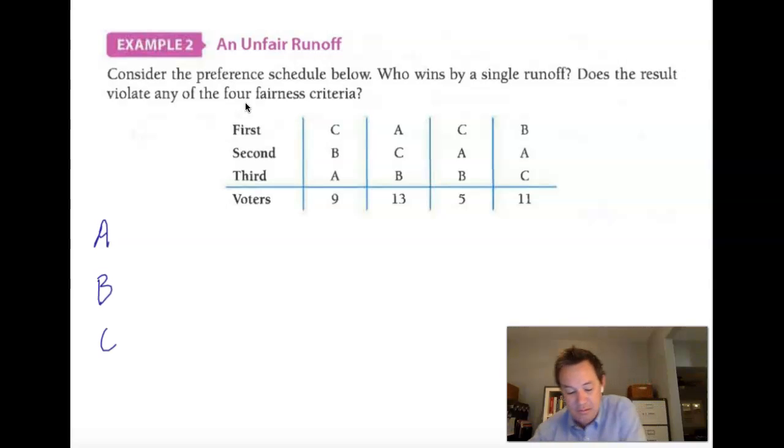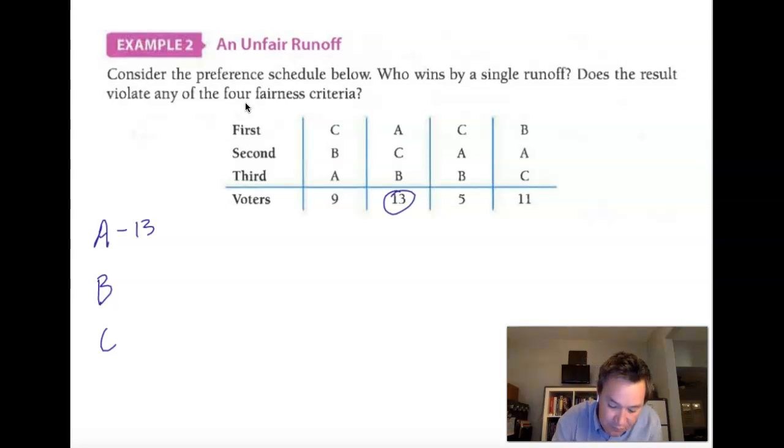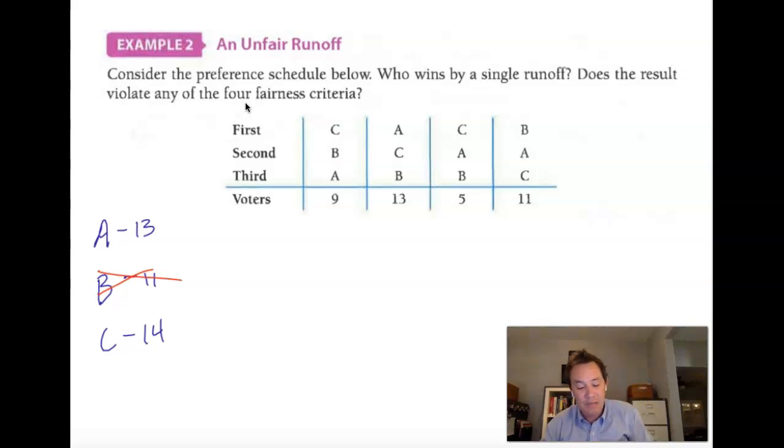In this case, let's see how many votes each candidate got. So I'll start with A. A is 13, and that's it. B is 11, and that's it. And then C is 14. And so now in a single runoff, we would eliminate all but the top 2. In this case, that means the last place. So B's out.